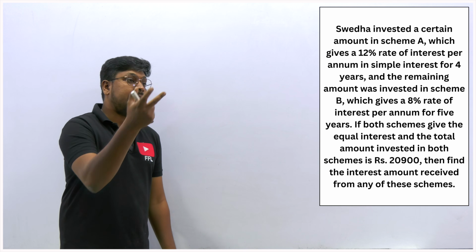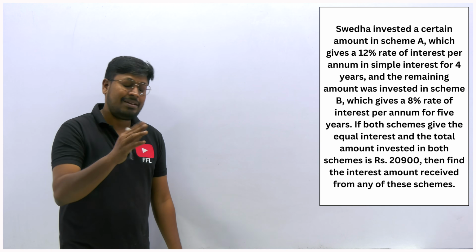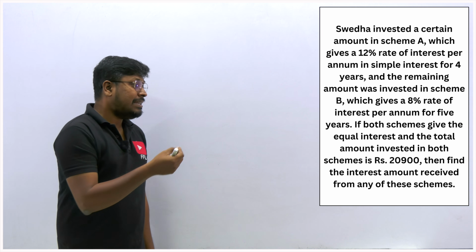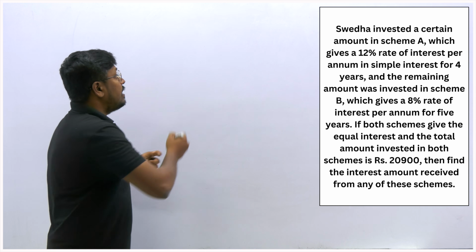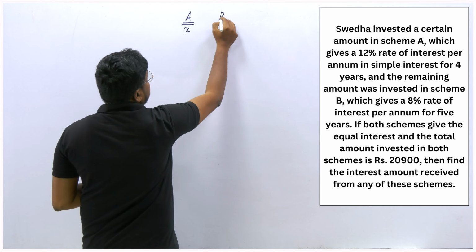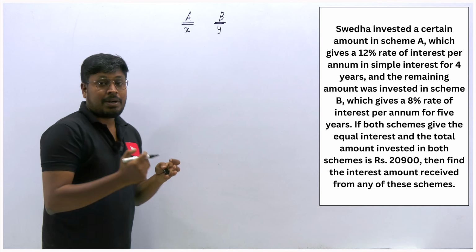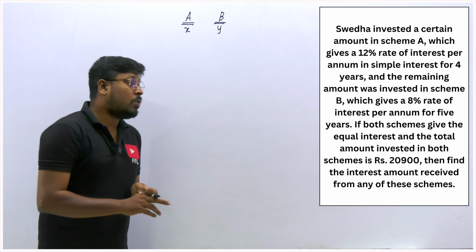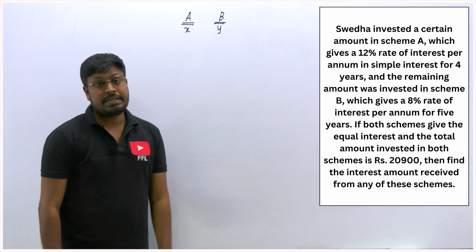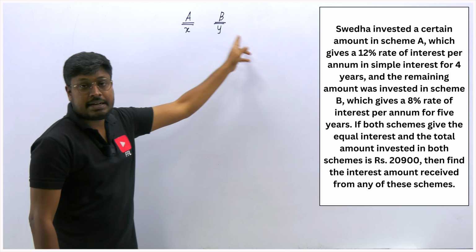So let's consider the person invested 20,000 in scheme A and the remaining amount in scheme B. Either way, we can solve it in two different ways. But I think the easy way to solve this question is to assume the amount invested in scheme A is X, and scheme B will be Y. Why? Because the amount Sweta invested in each scheme is not given, but the total amount has been given. The total amount invested in both the schemes is 20,900. So once you take this as X, we can take this as 20,900 minus X.